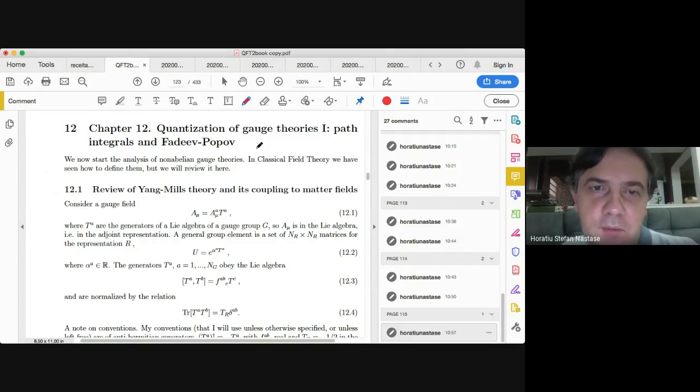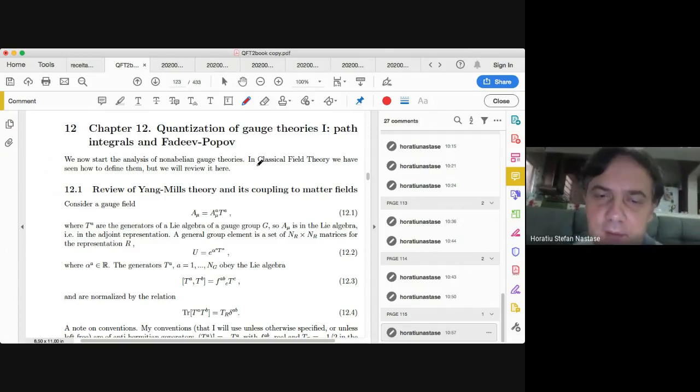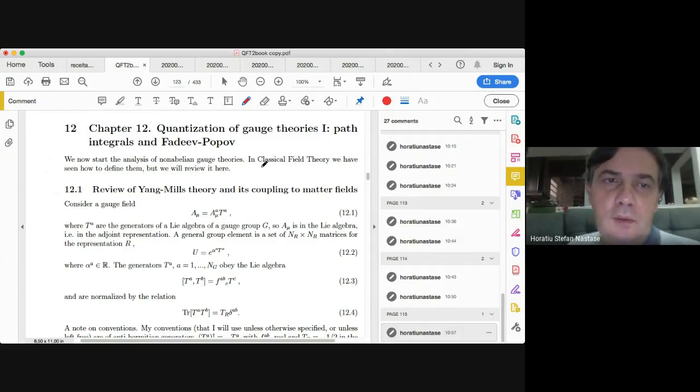Before we do the quantization, we should review the classical gauge theory. So the starting point is the Yang-Mills gauge field, which is a field that takes values in a Lie algebra of a group G, meaning that I have A_mu^A times the generator T_A. In the Lie algebra, that means to say that the representation of the field is the adjoint representation.